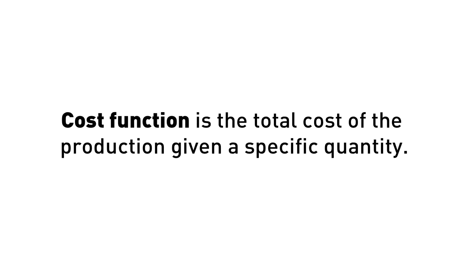Revenue and cost. In our previous video, we defined the cost function as the total cost of production given a specific quantity. It includes the fixed cost, which is the cost that does not change, and the variable cost, which depends on the level of production. The formula for the cost function is C of x equals F plus V of x, where F is the fixed cost, V of x is the variable cost, and C of x is the total cost.